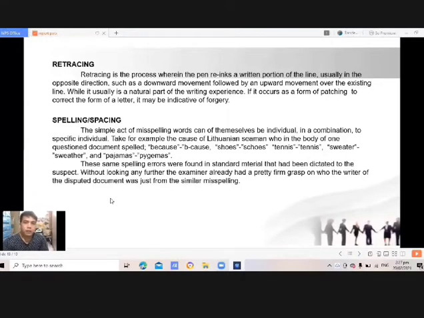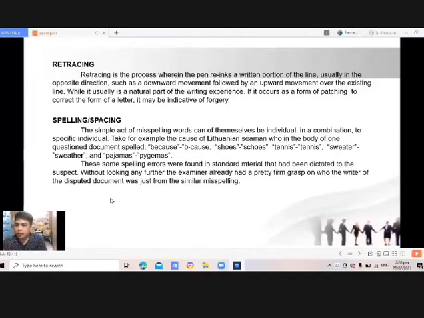Spelling. The simple act of spelling words can of themselves be individual in a combination of specific individual. Take for example, the list of a Lithuanian seaman who in the body of the questioned document spelled because, yan, ang sample ito, because kanila B tapos dash cost, shoes, tennis, sweater, and pajamas.